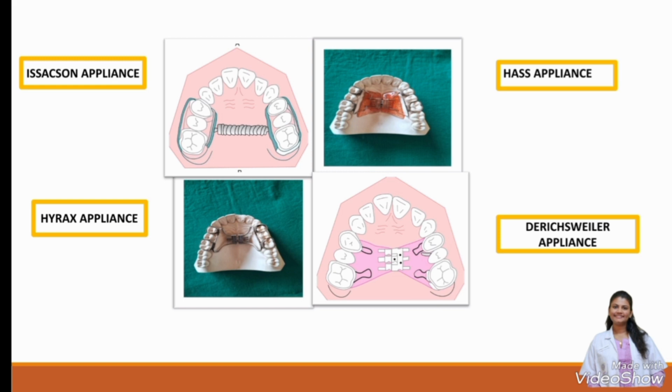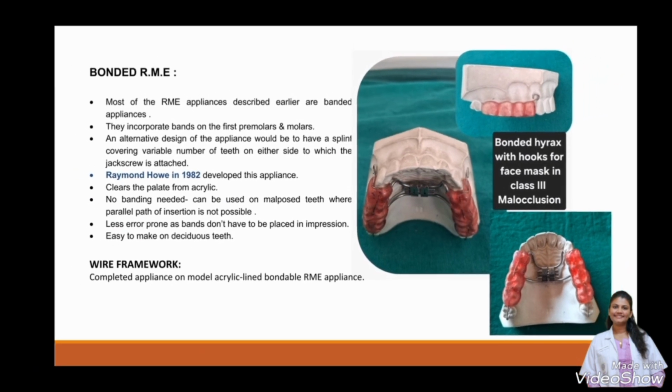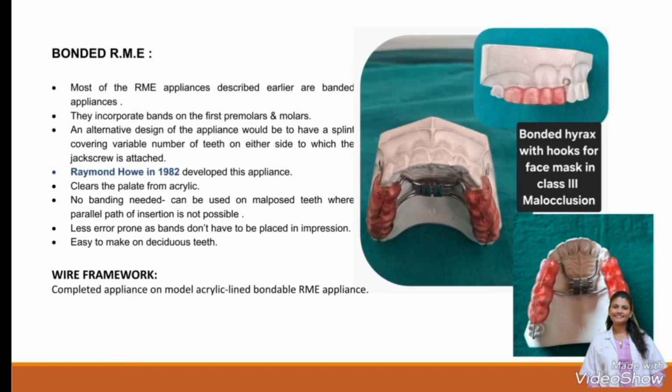Bonded RME. Most of the RME appliances described earlier are banded. They incorporate bands on premolars and molars. An alternative design for this appliance would be adding a splint covering a variable number of teeth on either side, which is attached to the jack screw. Raymond Ho in 1982 developed this appliance. It clears the palate of acrylic.